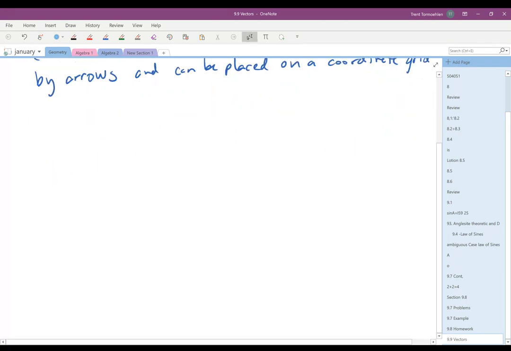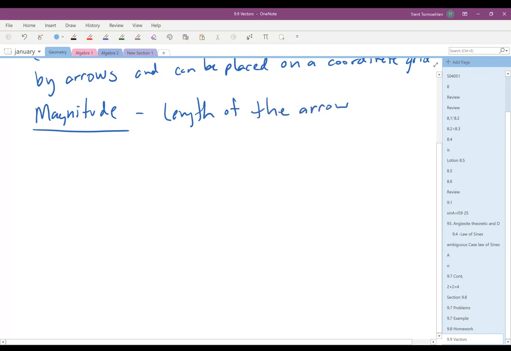Okay, a couple more definitions. The magnitude, which is the size, is also the length of the arrow on a coordinate grid. So when I say the magnitude, what I'm saying is how long is the arrow? What is that line? That means we're going to use things like trigonometry and the distance formula to help us out. We're also going to have an initial point, and that is the starting point of the vector.